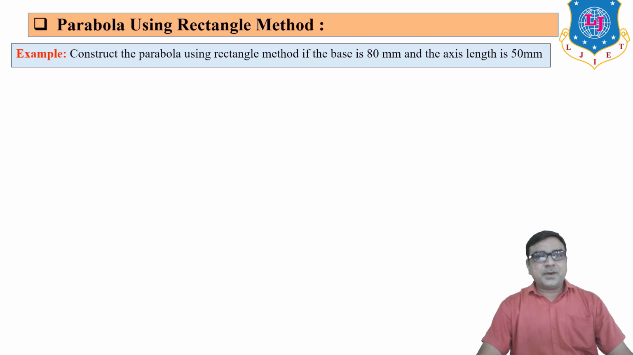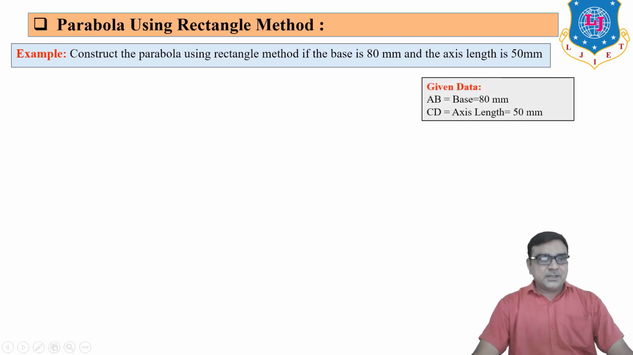Now there are a number of methods used for construction of a parabola. Among them, the first method is the rectangle method. So our data is like this. Construct the parabola using the rectangle method if the base is 80 mm and the axis length is 50 mm.